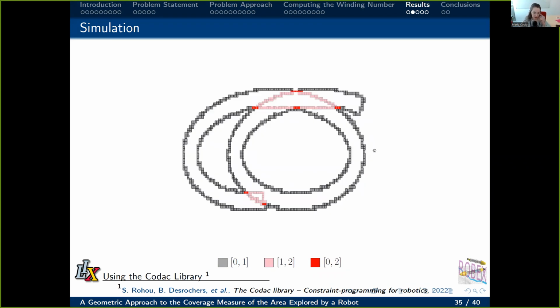And like I mentioned, we can also characterize the winding number for these uncertain boxes. So we have in gray points that were maybe explored once and maybe not explored. In pink, points that were explored at least once, but maybe 2 times. And in red, points that maybe were not explored, maybe were explored once, and maybe were explored twice.